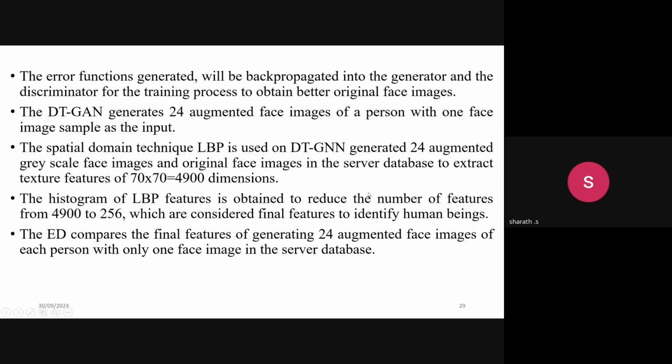As I said earlier, the DTGAN generates 24 augmented faces with one face image sample as the input. The spatial domain technique that is used, the feature extraction technique, is LBP, which gives you 70 cross 70, that is 4900 dimensions, and we apply the LBP histogram on these LBP features and reduce it to 256, thereby reducing your computation time in identifying human beings. Then finally, we apply ED to do the matching.